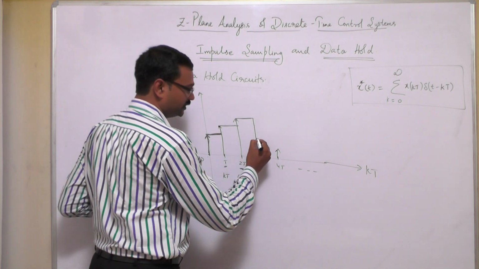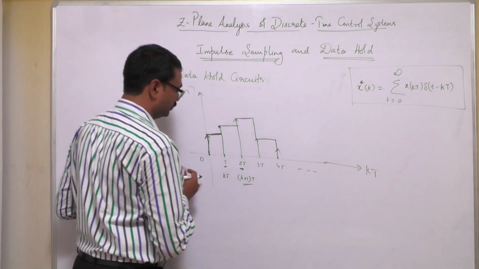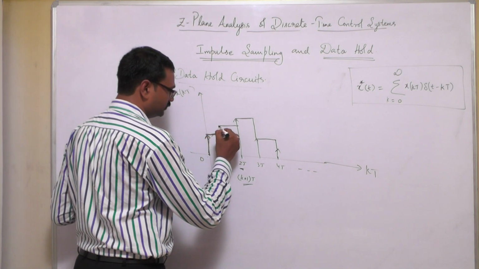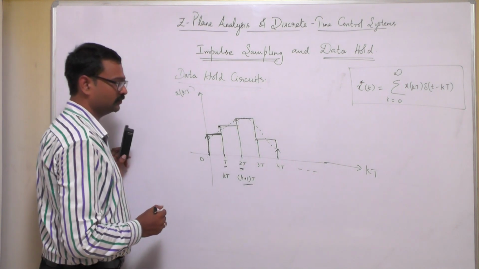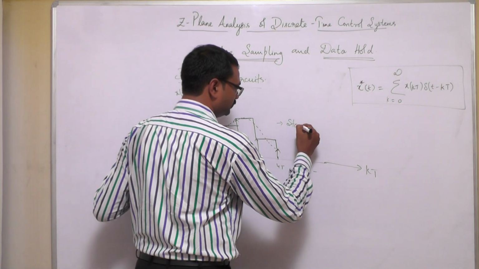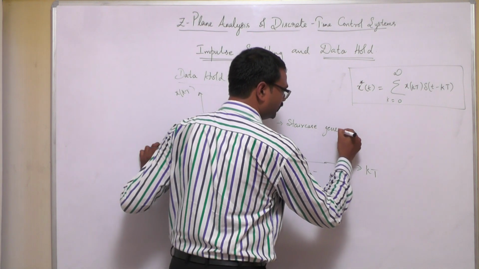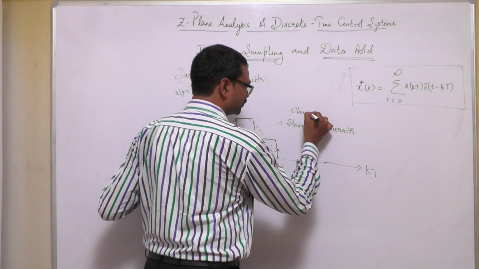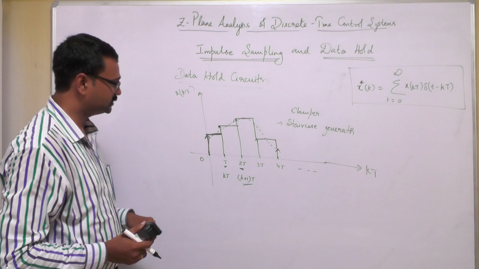And here what is happening? It is holding this value until the next instant, and similarly it is holding it until the next instant. It means that if you are trying to reconstruct back, you can call this a staircase generator. A data hold circuit can also be called a staircase generator, or it works like a clamper.